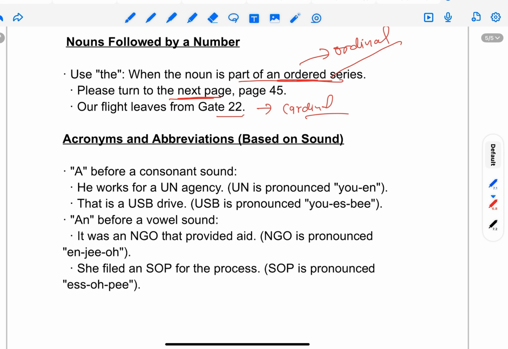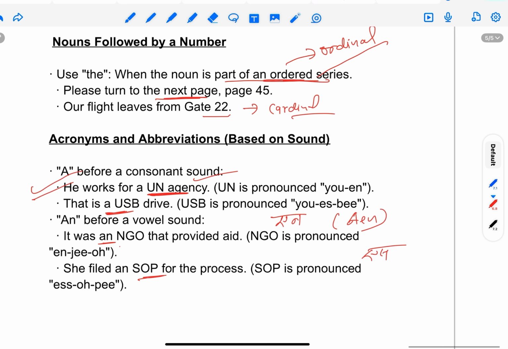Acronyms and abbreviations are based on sound. A is used before a consonant sound. He works for a UN agency, United Nations, so it will take the article a. That is a USB drive. The article an is used before a vowel sound, and NGO starts with a vowel sound, like an NGO. So it will take the article an. File an SOP for the process. SOP is pronounced as es-oh-pee, so it will take the article an.